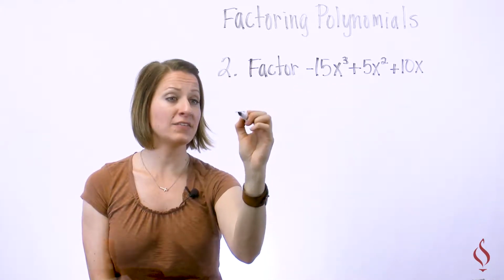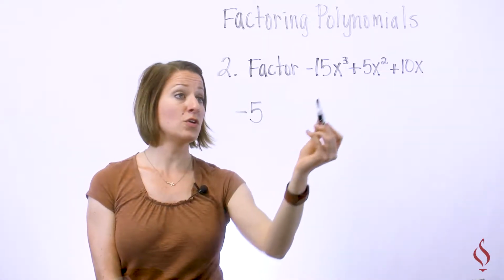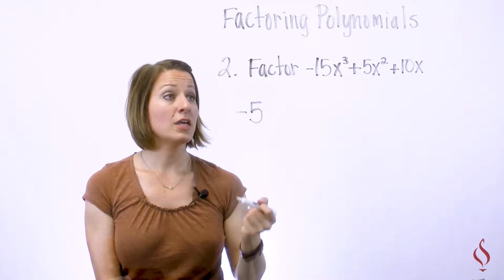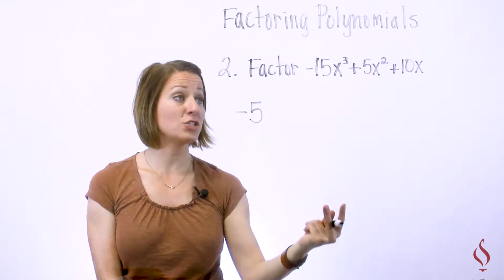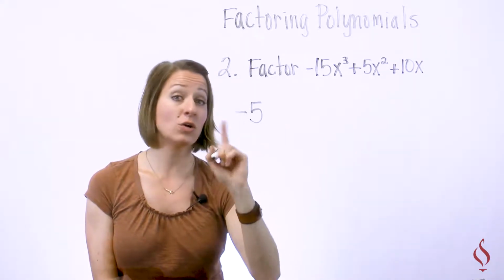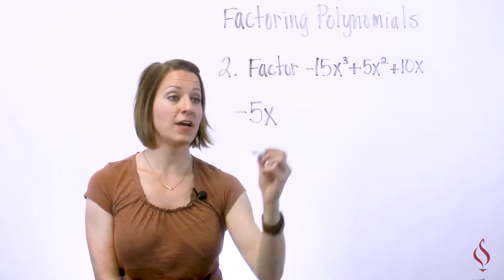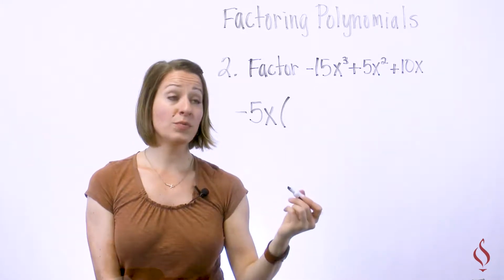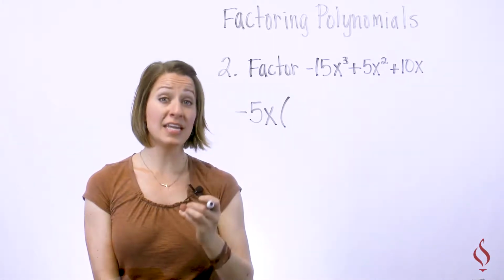So I'm going to put a negative 5 out, but we're not done, because if you notice, they each have an x variable. Okay, the first term has 3x, the second one has 2 of them, the last one has 1. So what they have in common is only 1. So I'll go ahead and put that next to our negative 5, draw an open parentheses, rewrite this expression after you have factored out the negative 5x.